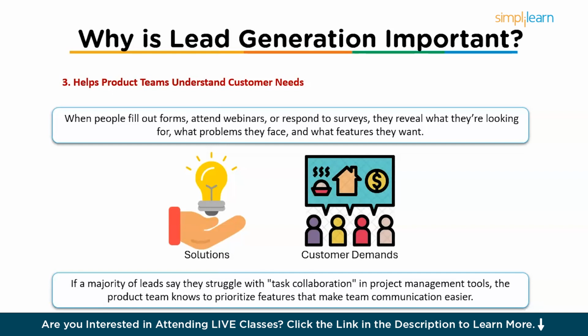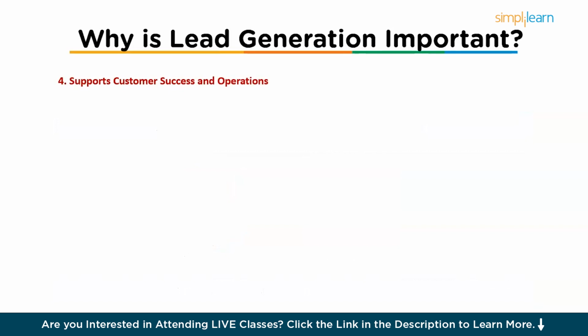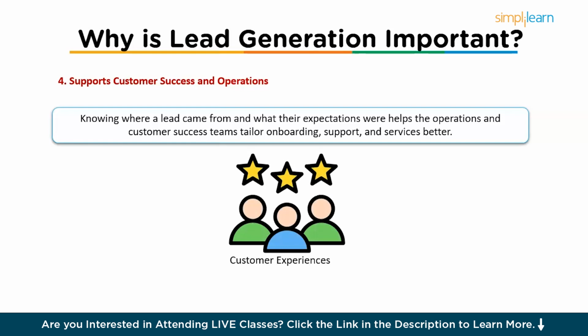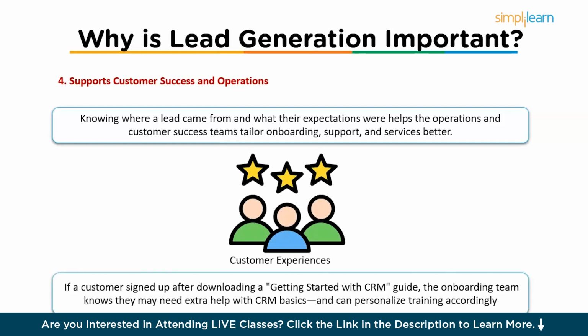Now moving on to the fourth one, it supports customer success and operations. Lead generation also plays a role after the sale. Knowing where a lead came from and what their expectations were helps the operations and customer success teams tailor onboarding, support, and services better. It sets the foundation for delivering better customer experiences from day one. For example, if a customer signed up after downloading a Getting Started with CRM guide, the onboarding team knows they may need extra help with CRM basics and can personalize training accordingly.